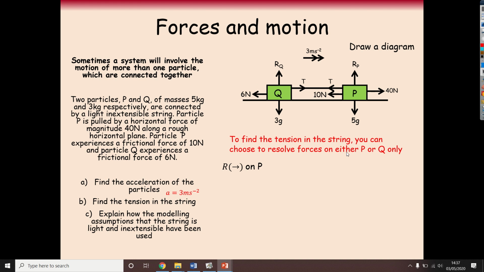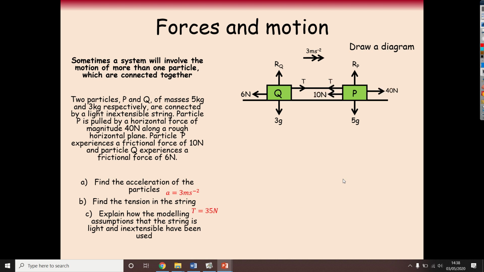So let's do that. Resolve to the right on P. These are the only forces we need to look at this time. Newton's second law again. Sub in your values: 40 minus 10 minus T as well, equals mass, which is 5 kilograms, times acceleration, which we now know is 3. Simplify it down, and T is 15 newtons. Okay, so that's those two figured out.